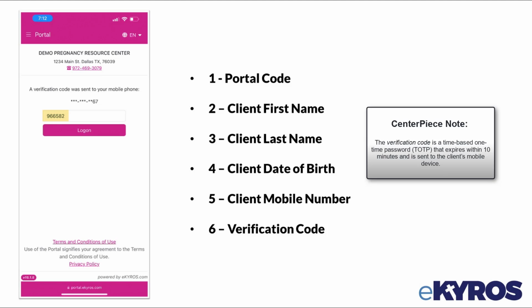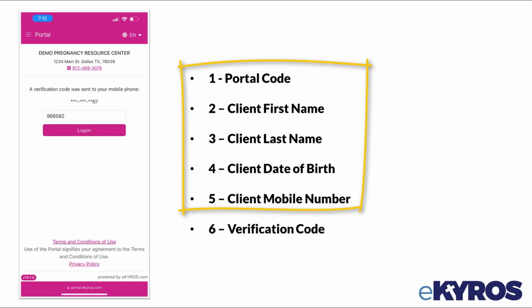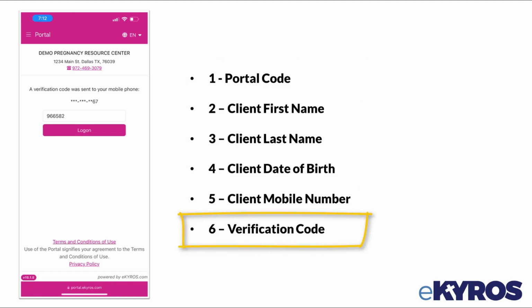Okay, so based on the 2FA definition we've just discussed, items 1 through 5 are pieces of information that the client knows, and item 6 requires the second factor, a physical device that the client possesses, since the code is sent via SMS to their mobile phone.